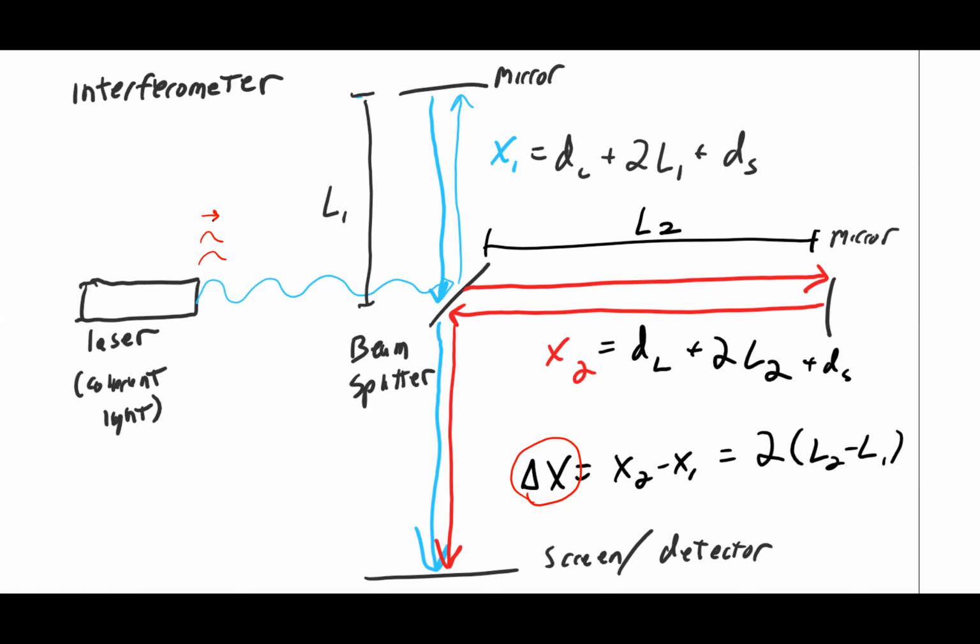So in the case of an interferometer, if I call the lengths of each arm L1 and L2, I care about the difference in those two values to find the path difference, and I need to double it because my light makes the journey out and makes the journey back.